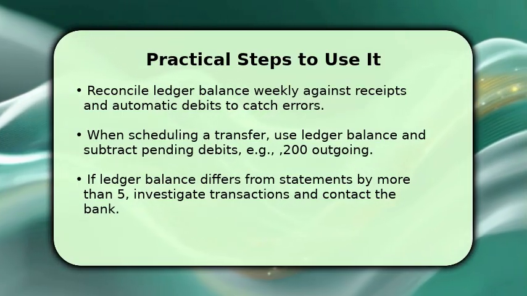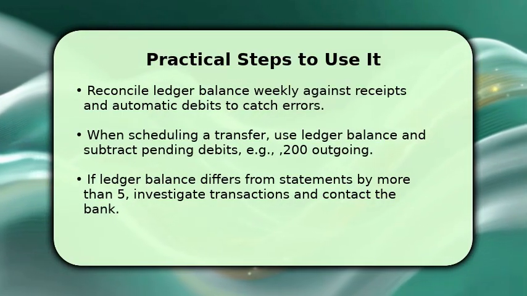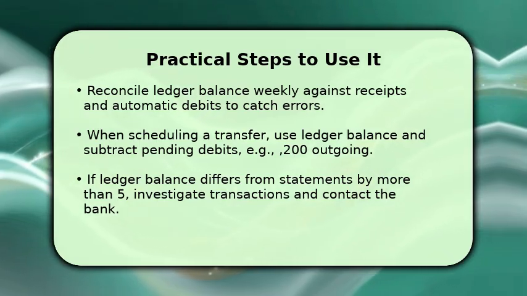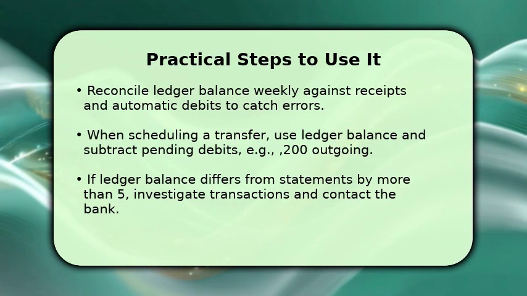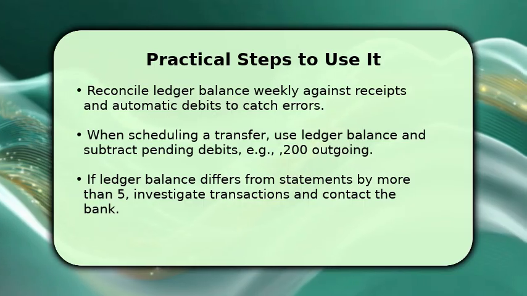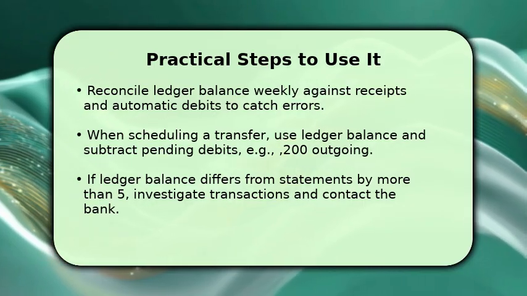Check it weekly against receipts, direct debits, and recurring payments to catch errors or duplicates. When scheduling transfers or bill payments, subtract known pending debits. For example, schedule a $1,200 rent transfer only if your ledger balance minus pending items covers it.